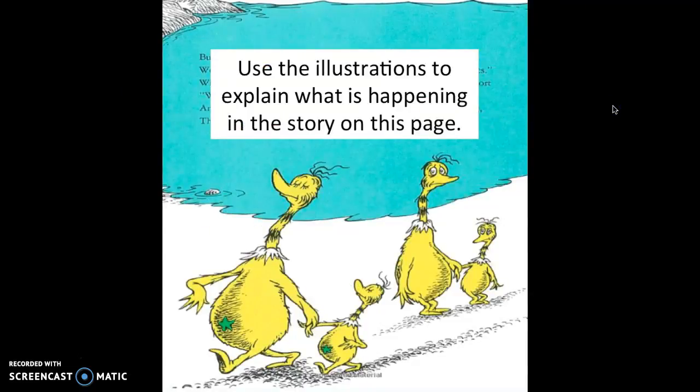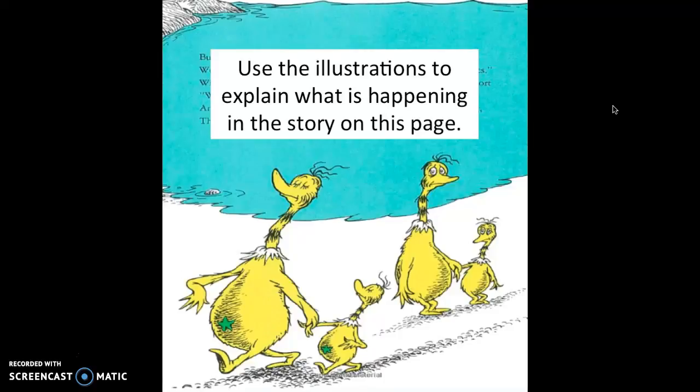Let's look just at the illustration to explain what is happening in the story on this page. Take just a minute to think about that and look at the illustration. Did you have a minute to take a look at that illustration?